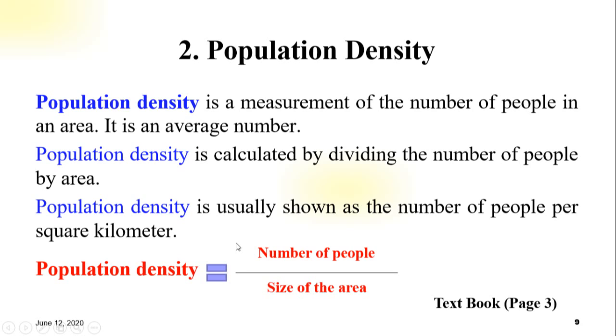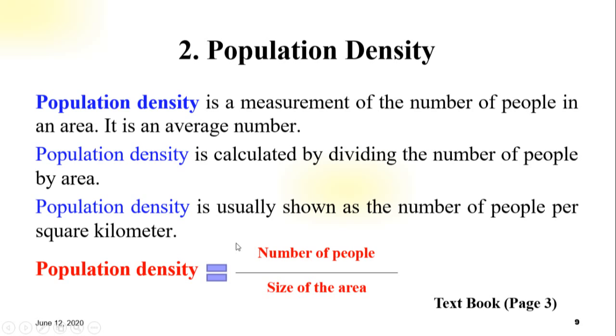Number 2, population density. Population density is a measurement of the number of people in an area. It is an average number. You know about measurement, right? Measurement talks about the number of people in an area. I mean to count, right? The easy word to say is count, to count. It is an average number.